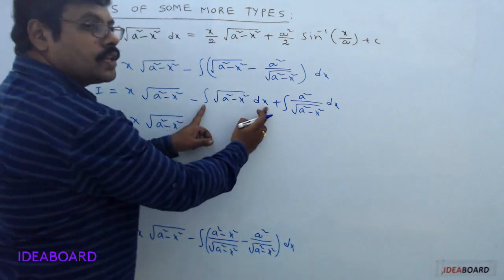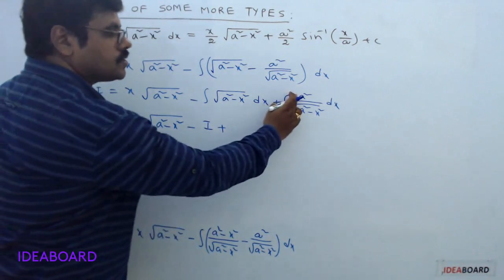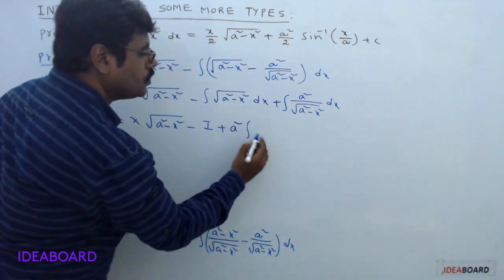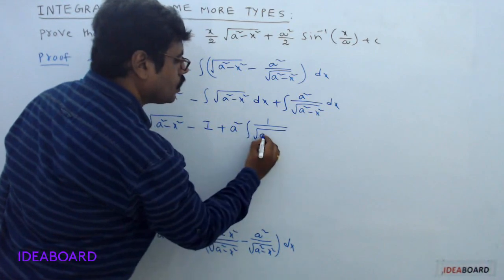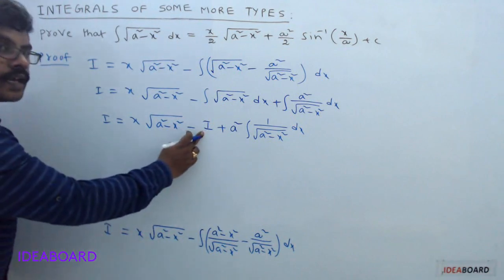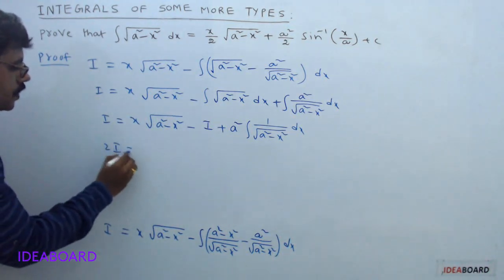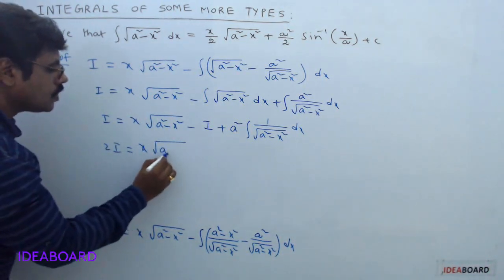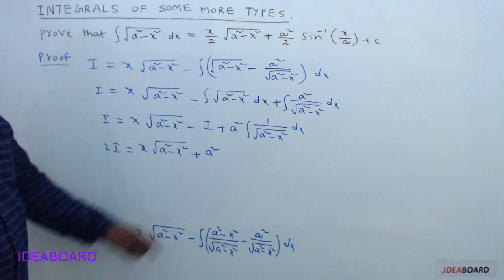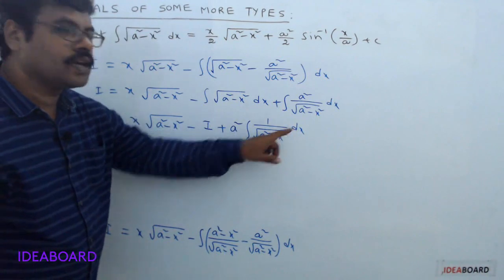So replace this term with I. So minus I plus a square is the constant term. You can take it outside of the integral. A square into integral 1 divided by root of a square minus x square dx. Now bring this minus I from RHS to LHS, then I plus I, 2I equal to x into square root of a square minus x square plus a square into integral 1 divided by square root of a square minus x square dx.